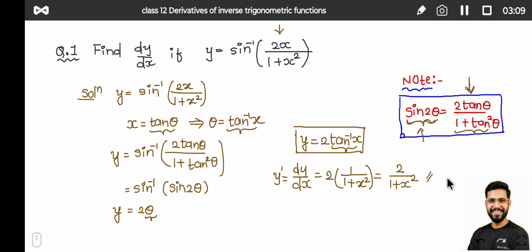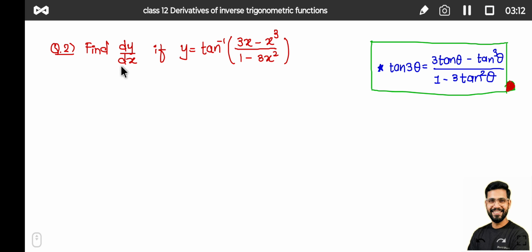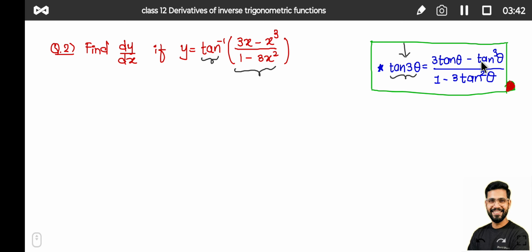Look at the next question. Find dy by dx if y is equal to tan inverse of 3x minus x cube upon 1 minus 3x square. Here we will apply the identity of tan 3 theta, because whatever is inside the bracket is similar to the formula of tan 3 theta. Outside we have tan inverse, so you can think about the formula of tan 2 theta or tan 3 theta. The formula of tan 3 theta is 3 tan theta minus tan cube theta upon 1 minus 3 tan square theta, and inside the bracket it will be exactly similar to this.